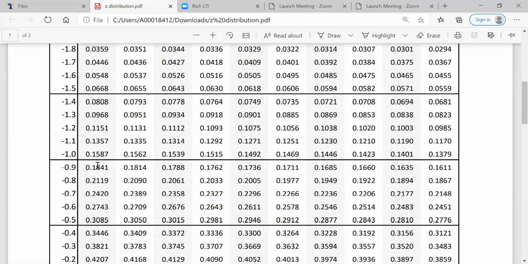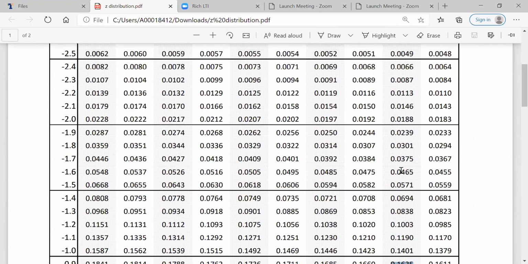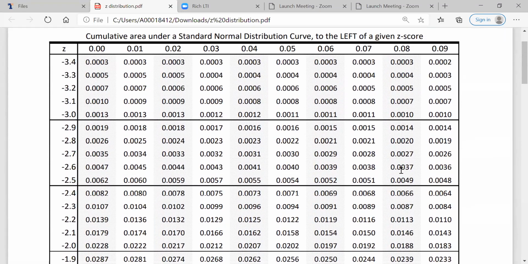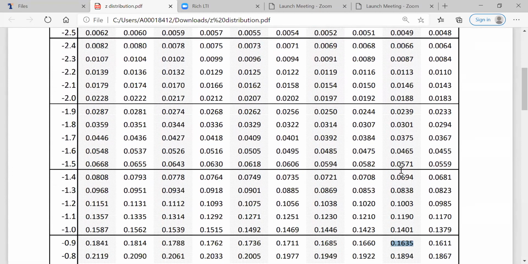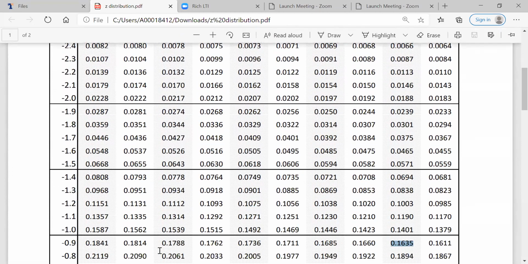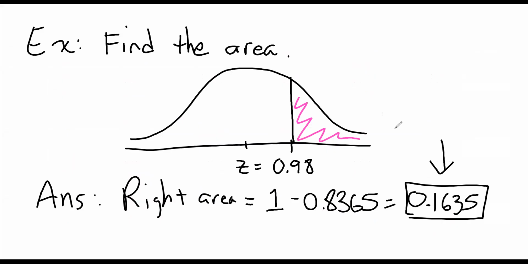1635. Looks like it's going to be in this negative 0.9 row. And there it is, 1639. So what is that z-score? Negative 0.98. Negative 0.98. Well, that sounds very familiar. We looked up positive 0.98. All right, so there's something going on here. Well, first, let's document what happened.